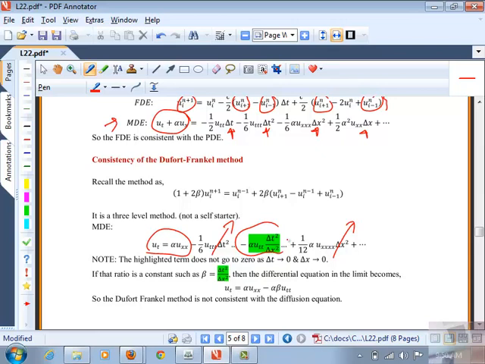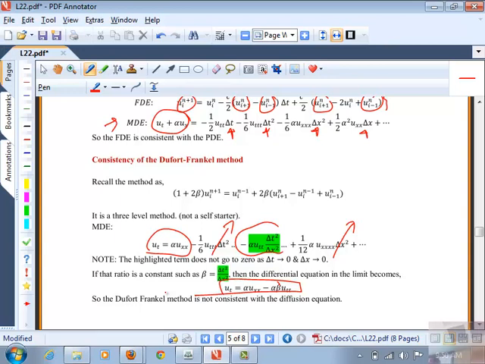But in this case, we control both. If you take both of them to 0 at the same rate, then the ratio would in fact be 1, right? And so that term doesn't go to 0. And that term then survives as beta times u_tt. So you are actually solving this differential equation if you are using the DuFort-Frankel method. So it's an example of an inconsistent approximation.